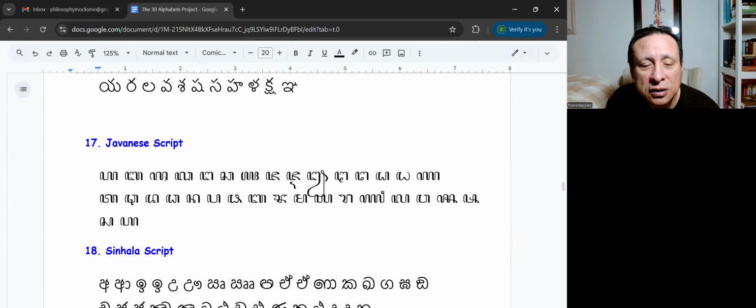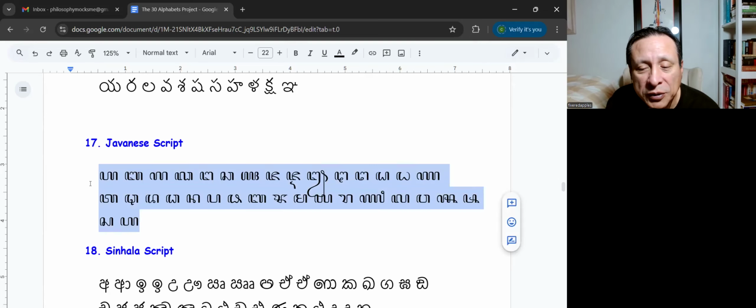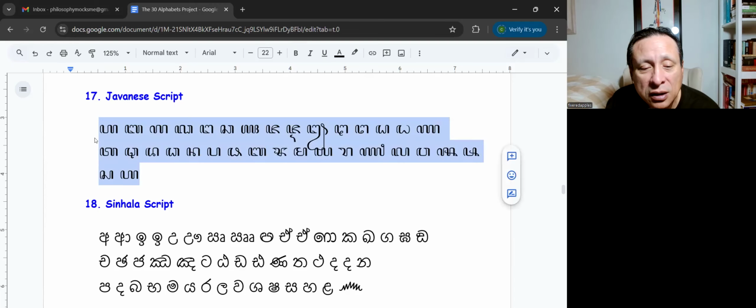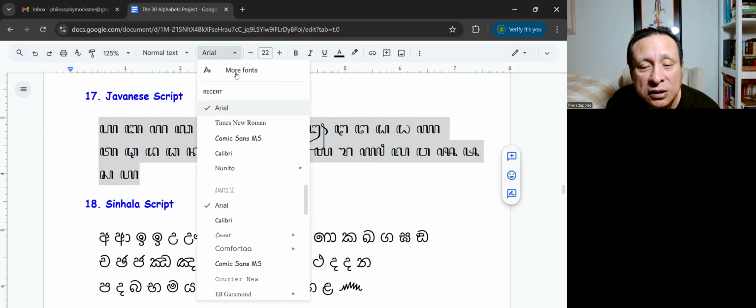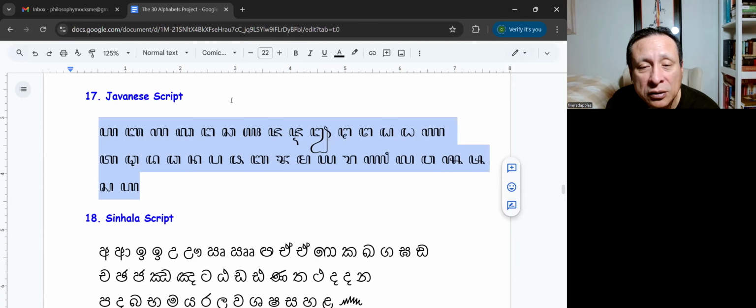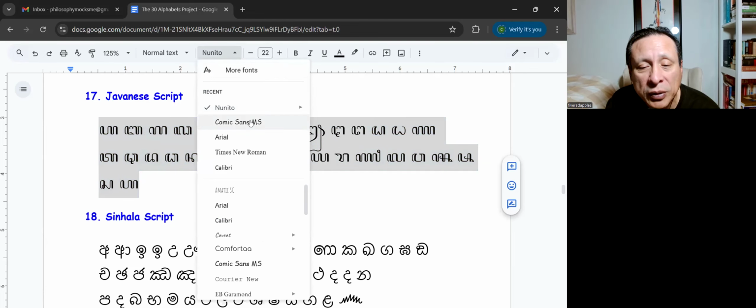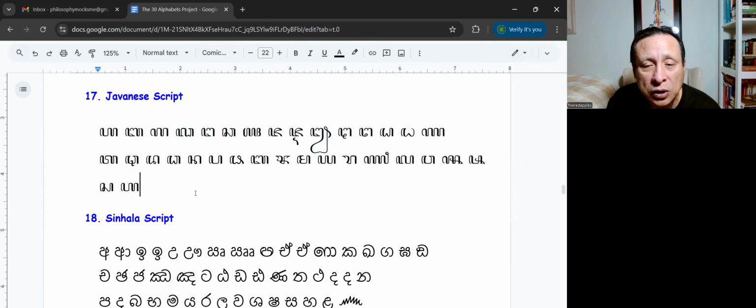It's a different script. Javanese. I don't know if I copied Javanese right or if my font is the wrong font. But look at this. There's got to be a written way to do this, because this looks like you need a special pen to get in the dark areas or the thick areas. I want to change fonts here, see what happens. Let's go to Comic Sans. No, that doesn't really do anything. Let's go to Nunito. Yeah, it's not doing anything. So I'll put it back on Comic Sans. Anyway, that's the Javanese script.